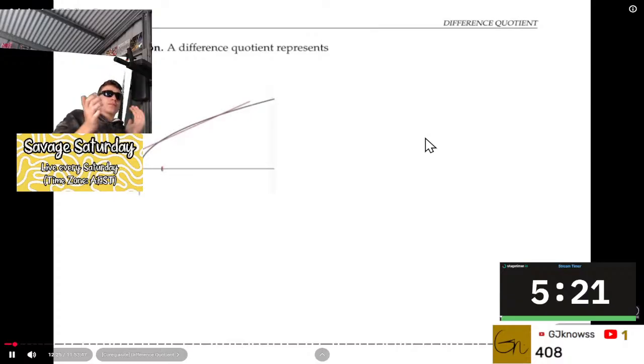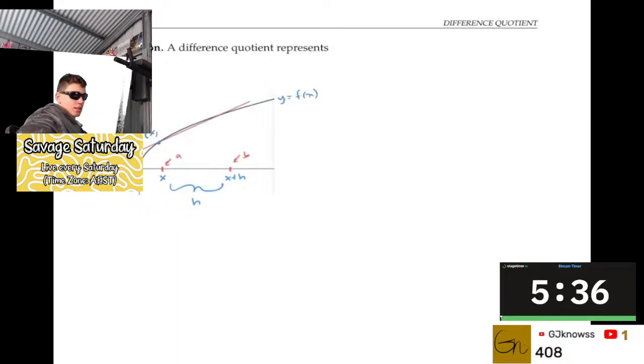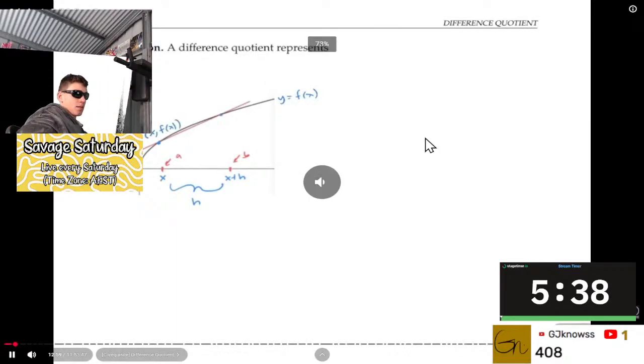Instead of calling these two locations on the x-axis a and b, this time I'm going to call the first location just x, and the second location x plus h. The idea is that h represents the horizontal distance between these two locations on the x-axis. In this notation, if I want to label this point on the graph of y equals f of x, it'll have an x-coordinate of x and a y-coordinate of f of x. The second point will have an x-coordinate of x plus h and a y-coordinate of f of x plus h.